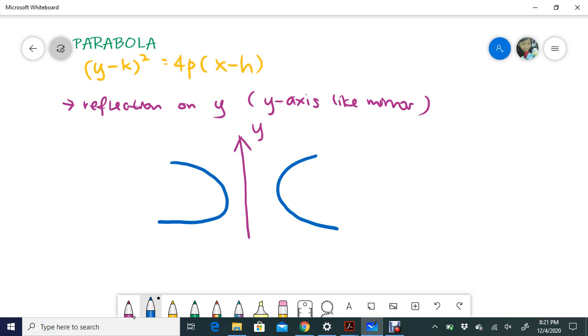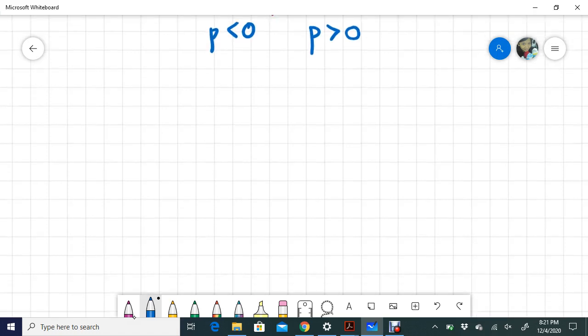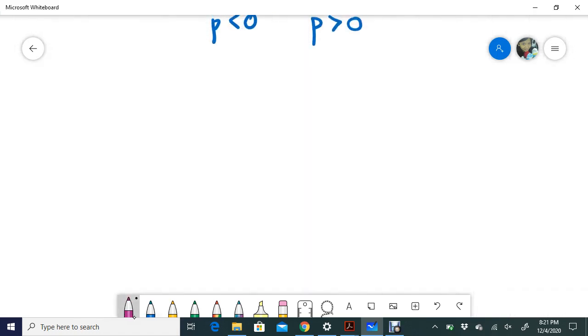So how do you know the position again? As I mentioned earlier, position is based on the p-value. If your p-value is less than 0 or negative, it will be on the left. If your p-value is positive, it will be on the right. So in general, I give you an example. Let's say p is less than 0, meaning p is a negative value. So obviously your parabola will be turned to the left, right?